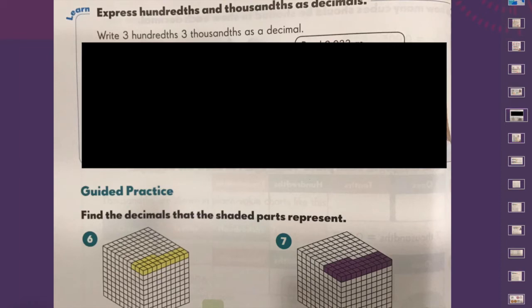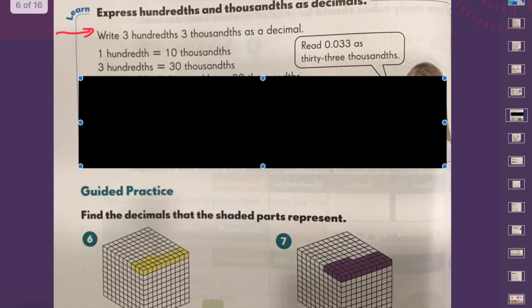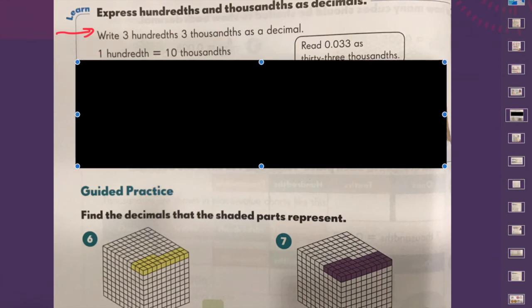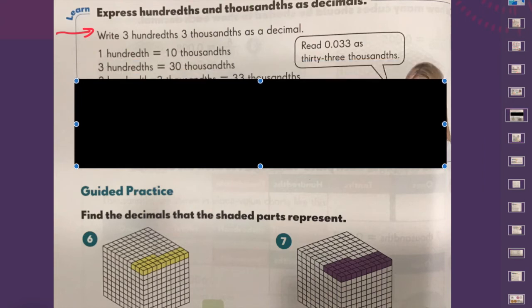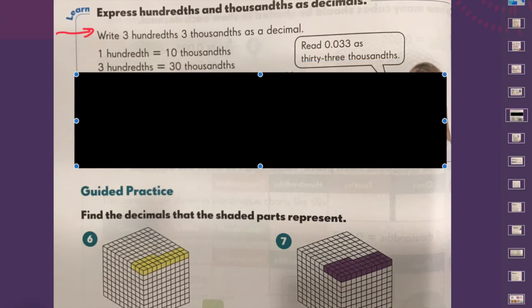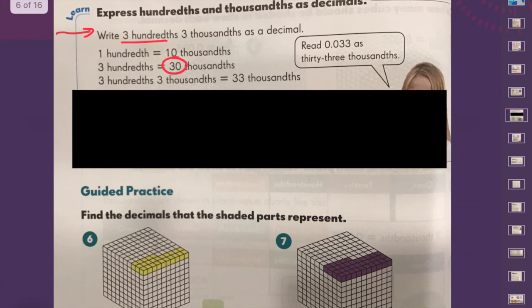Now let's talk about how we would express hundredths and thousandths as decimals. So this task says write 3 hundredths and 3 thousandths as a decimal. So the first thing we think about is that we know that 1 hundredth equals 10 thousandths. So if we have 3 hundredths, as it says up here, we know that is 30 thousandths. And if we have 3 hundredths and 3 thousandths, then we know that would be 33 thousandths.